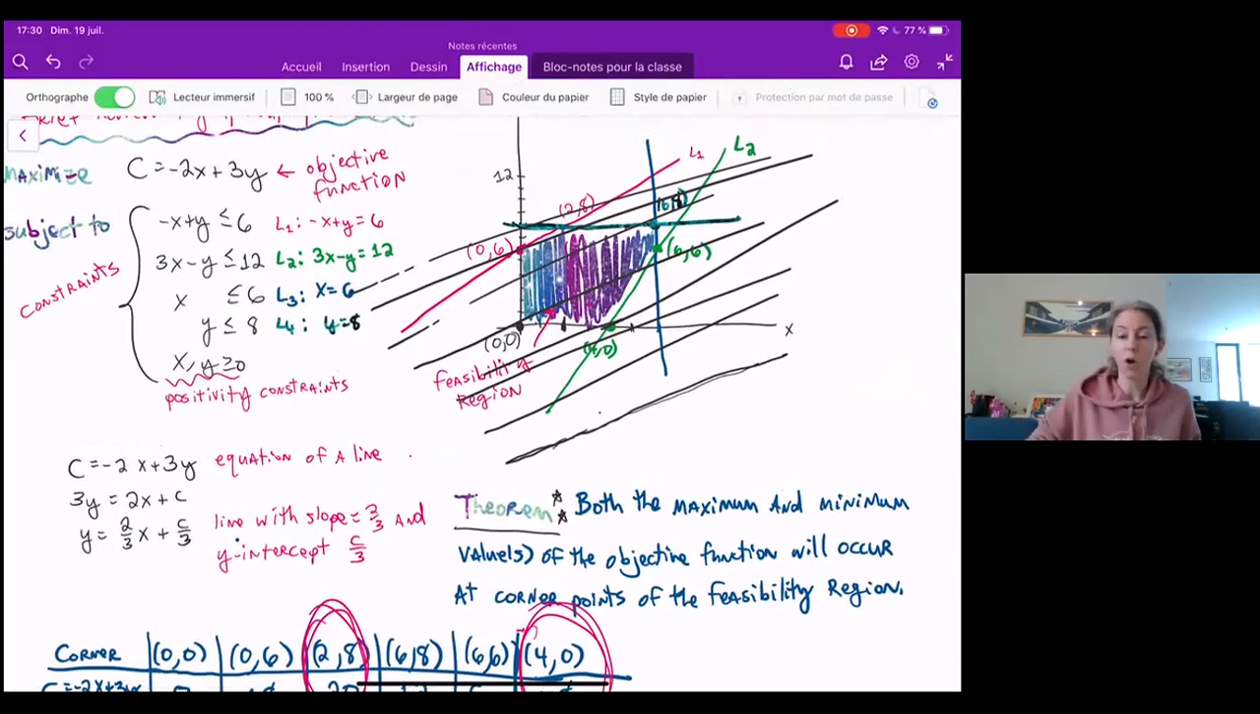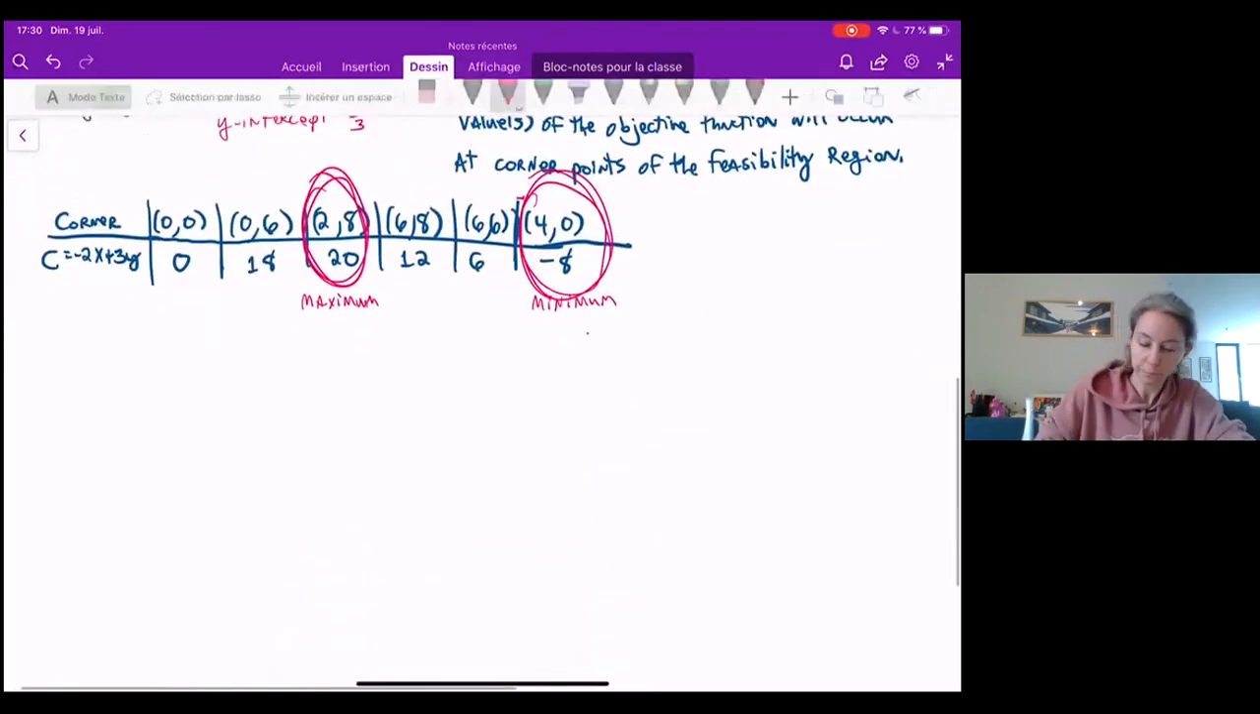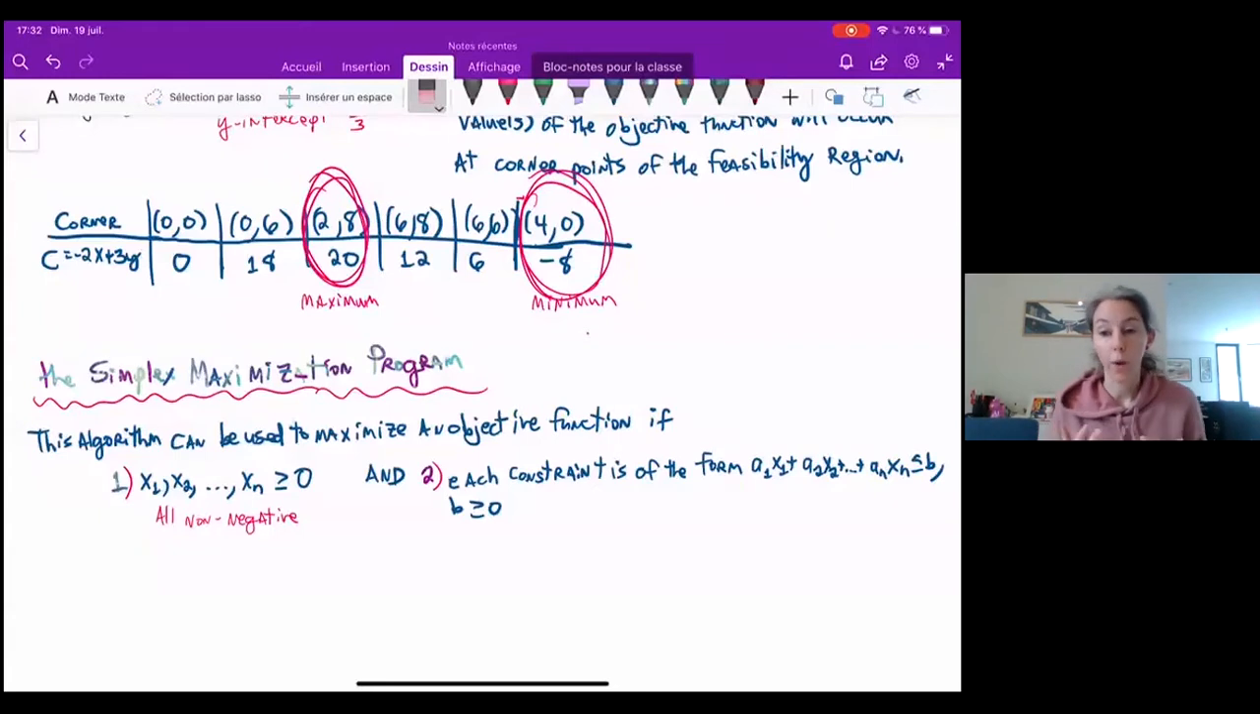So let's take a look at what's called the Simplex Maximization program. Okay, so the Simplex Maximization program is a way of using matrices to cycle through corner points and find the C value at each of those corner points. It can only be used if two very specific things are true. The first is that x1, x2 to xn are all non-negative, so they're all greater than or equal to 0. And the second is that our constraints have to take on a very specific form. We need to have a1x1 plus a2x2 plus up to anxn less than or equal to b, so it has to be of the form less than or equal, and then that b has to be greater than or equal to 0.